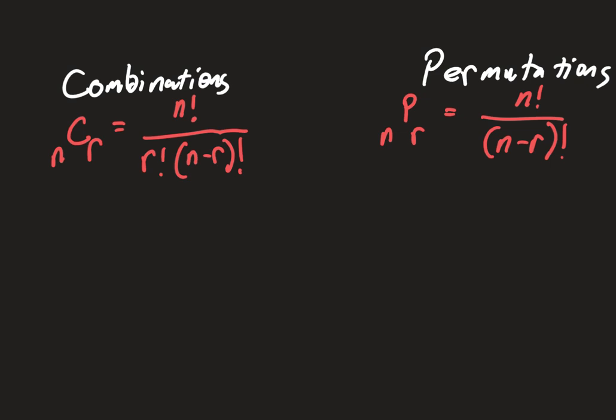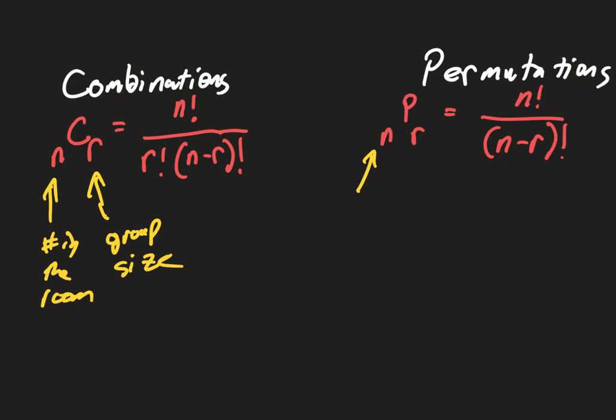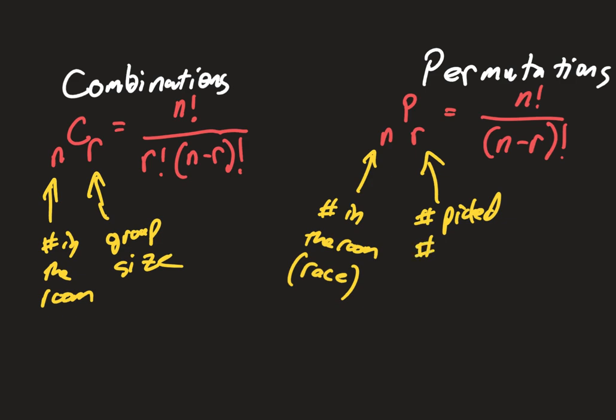All right. In both cases, n stands for number in the group, or number in the room, or total number. You know, like when we did the combination, it was the total number of people in the room. And r is my group size. Here, n is the number in the room, or in the example we did, how many were in the race. And r is the number picked, or the number of place finishers in the example that we did.